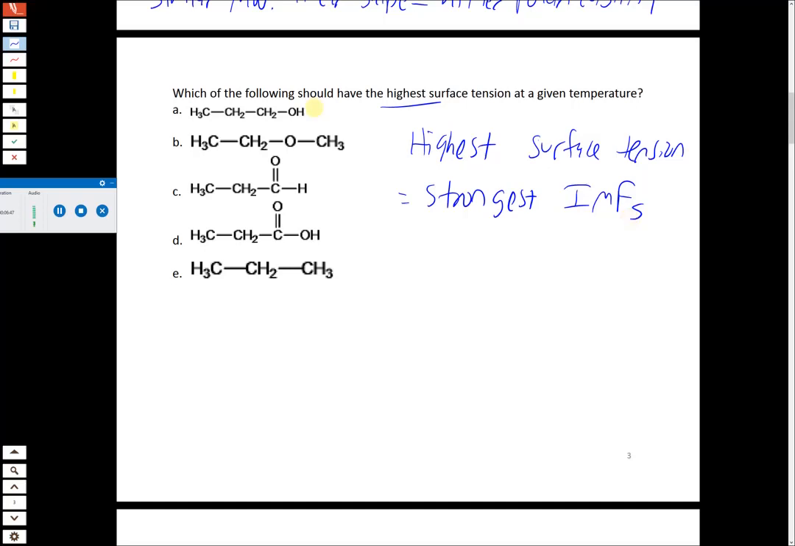If we look at choice A here, this one has an OH bond. This is going to have hydrogen bonding. Choice B here is polar. It has no OH bonds though. So it has carbon-oxygen bonds, but no OH bonds. So this one's going to have dipole-dipole forces, but not hydrogen bonding, because there's no hydrogen bonded directly to oxygen. This molecule here, choice C, is also polar, but it again won't have hydrogen bonding because there's no hydrogen directly bonded to oxygen.